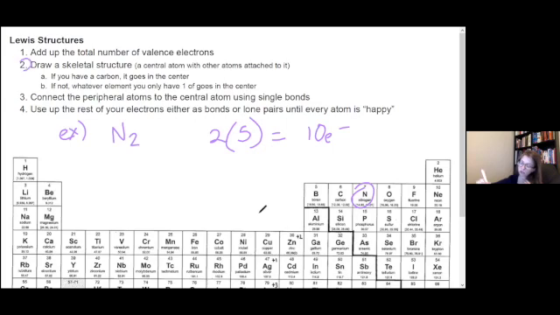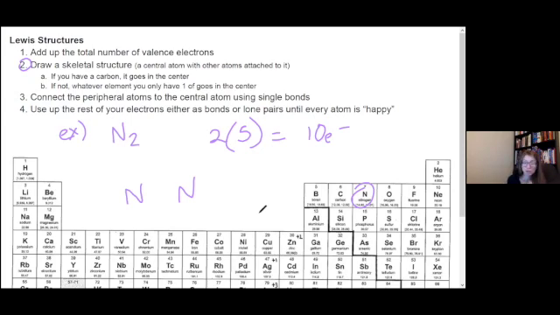Now, drawing a skeletal structure, I only have 2 atoms. There's not going to be one in the center. I have an N and an N. Or I could put it on top and bottom. There's no central atom in this case when there are only 2 atoms, but that's okay. That's the only way to lay them out. 2 nitrogens that are going to connect to each other.